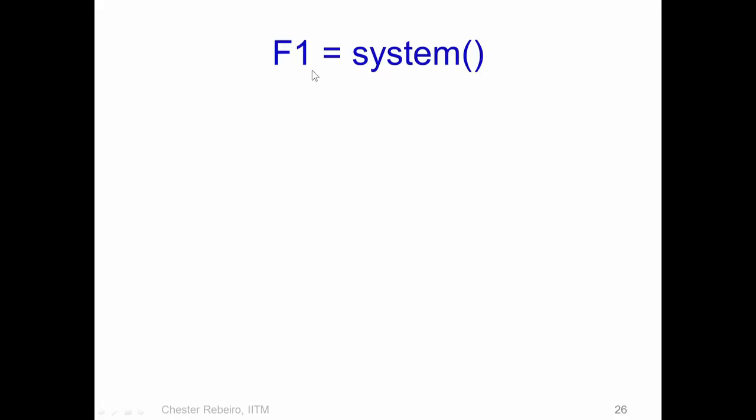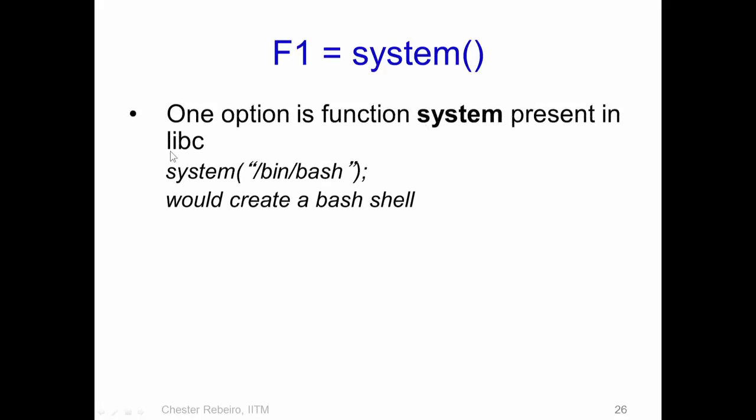There are various ways in which the function F1 can be implemented, but what we will see today is the function F1 implemented using this particular function called system. Now, system is a function which is present in the library called Libc, and what it does is that it takes a character pointer to a string which would take an executable. So, the string which is passed to system takes an executable name, and when executed it would essentially execute this particular program.